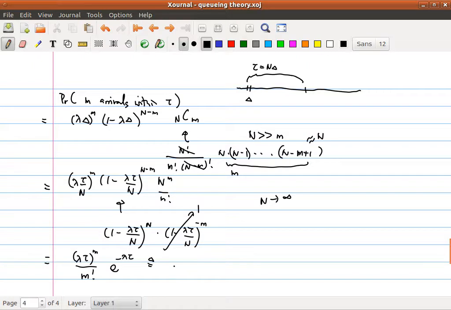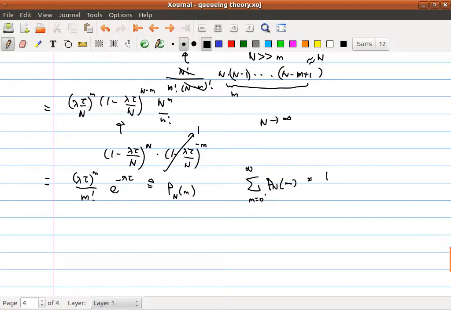Let me denote this as P_n(m) here. Apparently we can have 0 arrivals, 1 arrival, 2 arrivals, and so on. And all these probabilities, since they are probabilities, they have to sum up to 1. So therefore, we should have the sum of P_n(m) over m equal to 0 to infinity equal to 1. And we can verify that easily.